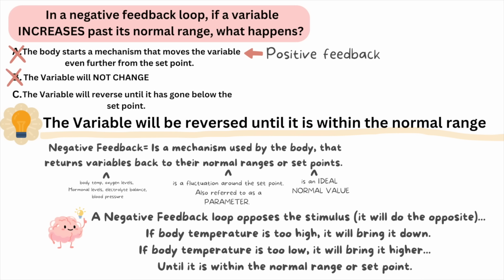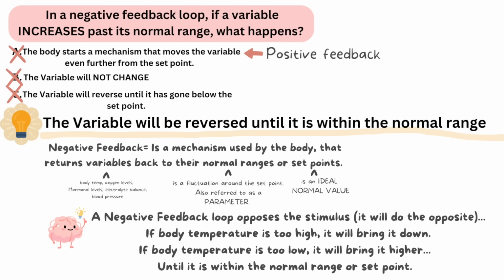B, the variable will not change. That does not describe negative feedback at all, because in negative feedback, the variable is changed back to its normal range. C, the variable will reverse until it's gone below the set point. Not necessarily true. Negative feedback just wants the variable to be within normal range, not necessarily below it.